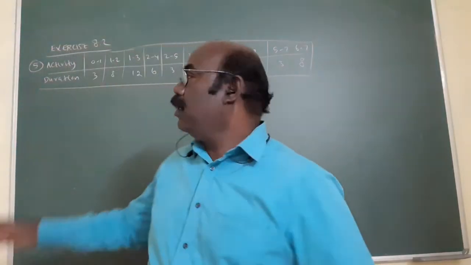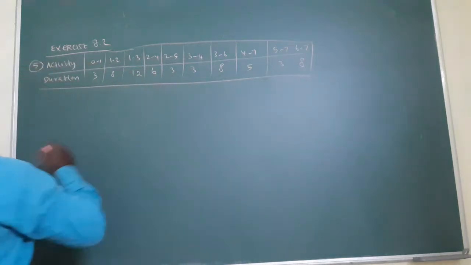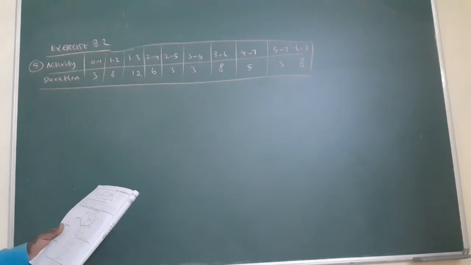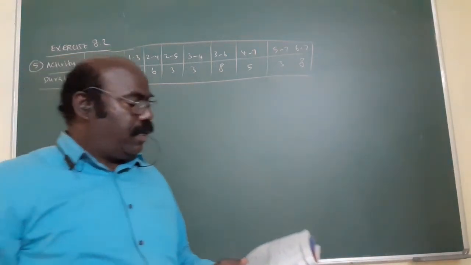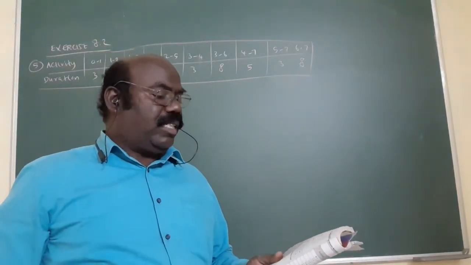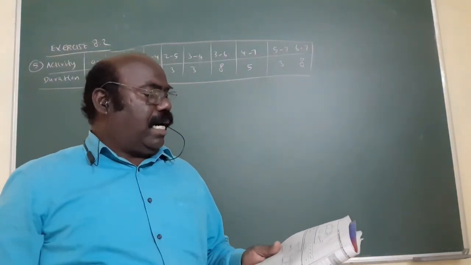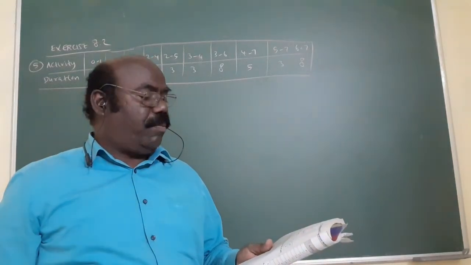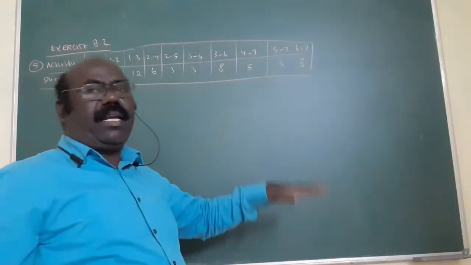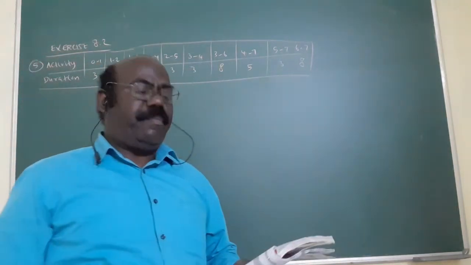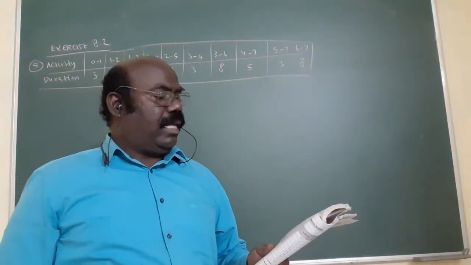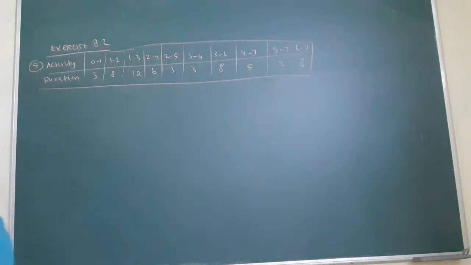Now next problem, the fifth question. Here it is asking not only about the network, but to calculate the earliest start time, earliest finish time, latest start time and latest finish time. It also asks to determine the critical path and the project completion time. As usual, first draw the diagram. From the diagram only you will find the answer.